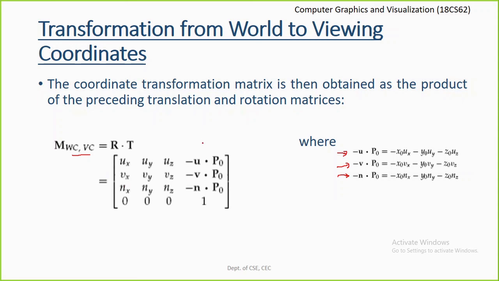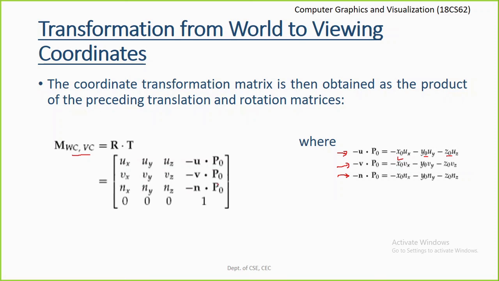Whereas the fourth column here, the first element in the first row of this particular column, is given as the product of the individual translation terms, that is x0, y0 and z0, into the individual unit axis vectors, right? Similarly, for this minus v dot p naught, it is the product of the individual translation terms, that is minus x0, minus y0 and minus z0, into these vx, vy and vz.